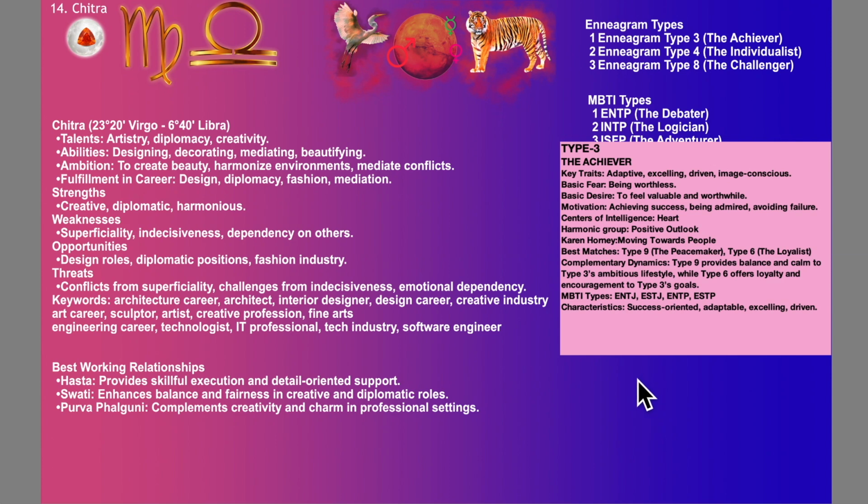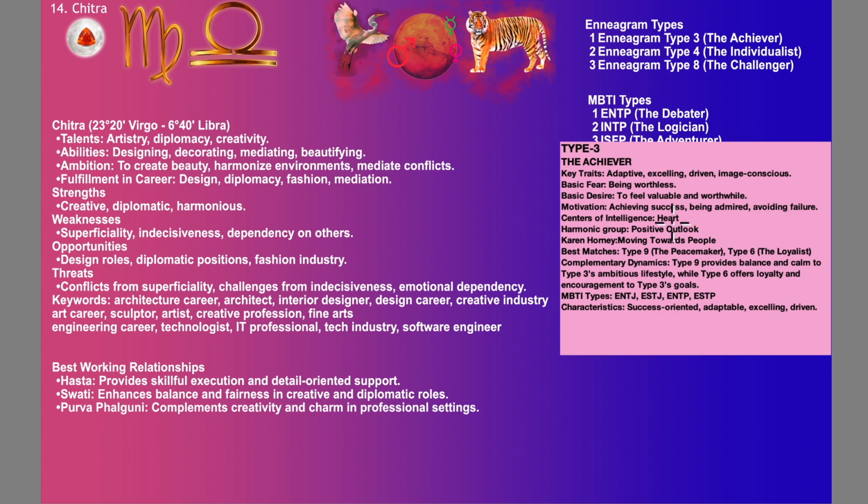The first Enneagram type is type 3, the achiever. Key traits of the achiever here being adaptive, excelling, driven, image conscious, Chitra is. Basic fear being worthless, basic desire to feel valuable and worthwhile. The motivation for the type 3 Enneagram is achieving success, being admired, and avoiding failure.